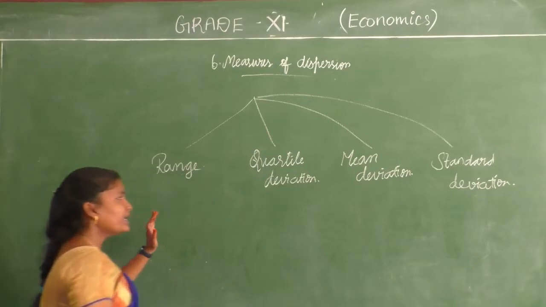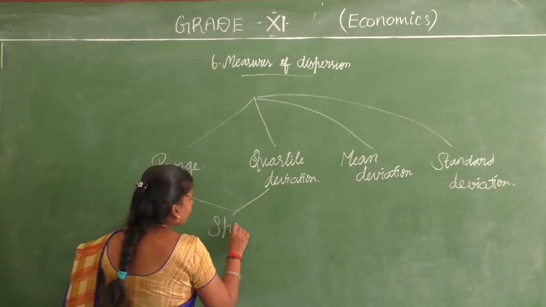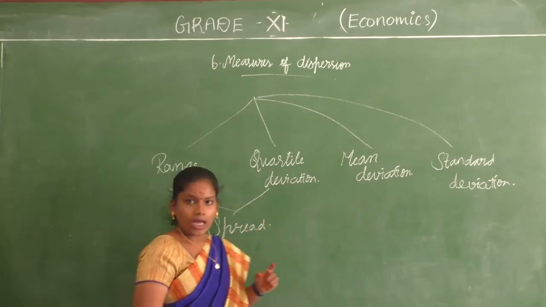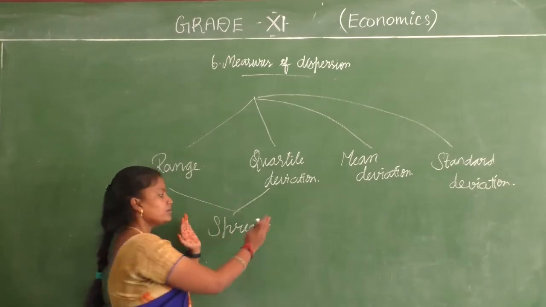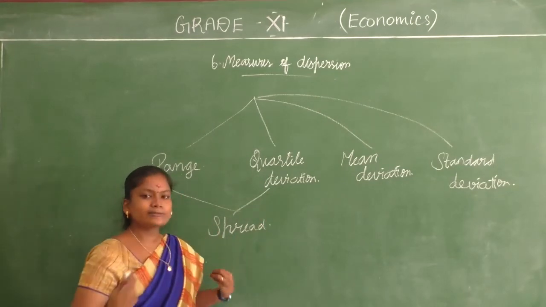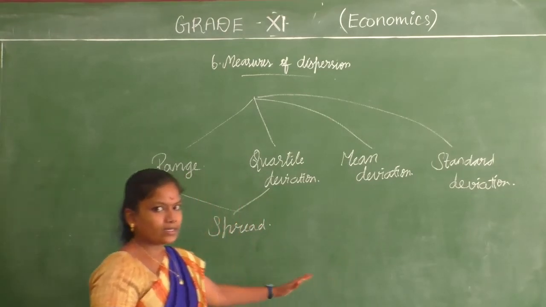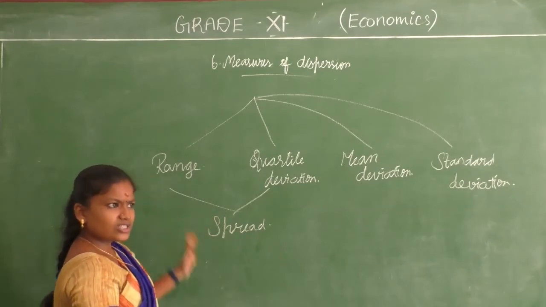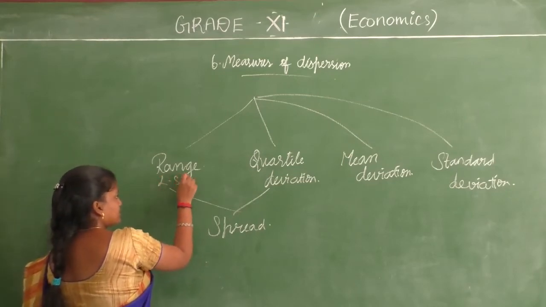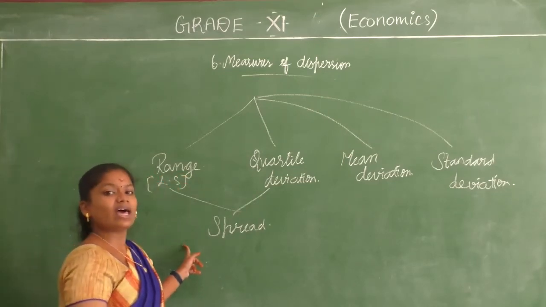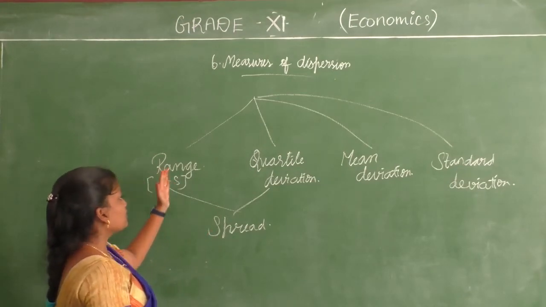Out of this, range and quartile deviation actually talk about the spread of the values. In the spread, we use range and quartile deviation. What is meant by range? It's just L minus S. What is L minus S, children? Largest value of the observation minus the smallest value of the observation gives you your range.